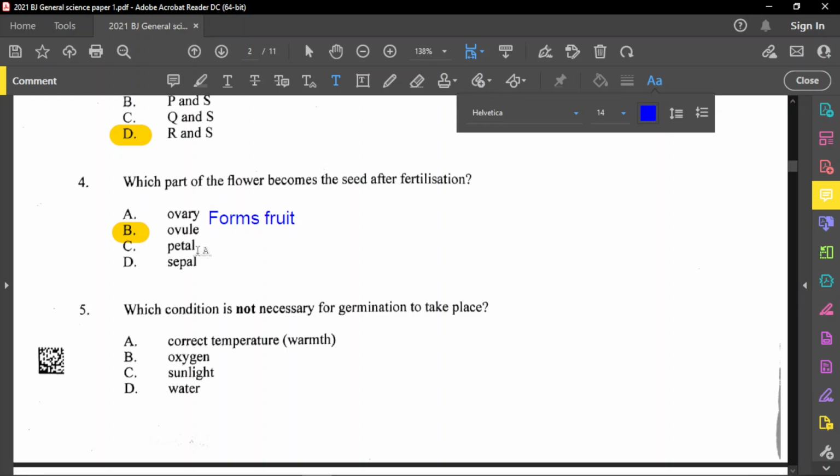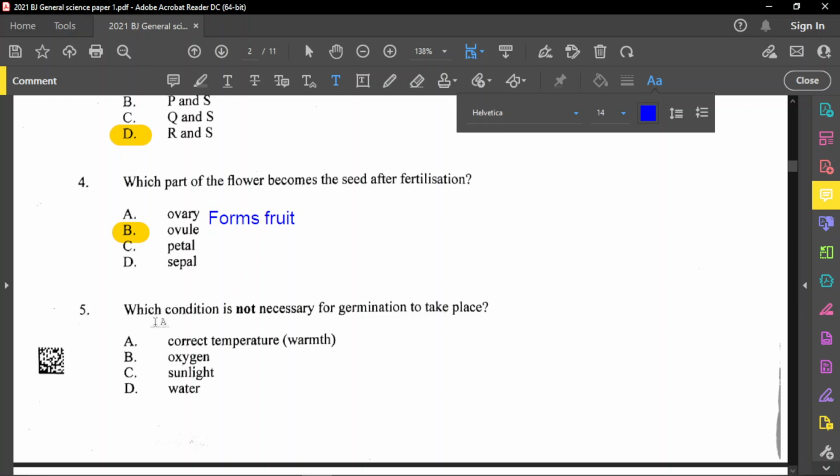All right, and then petals now. Petals is just the colored part of the flower that attracts insects if it's an insect-pollinated flower. And then we have the sepal. The sepal protects the flower when it is very young, or in its young stage.